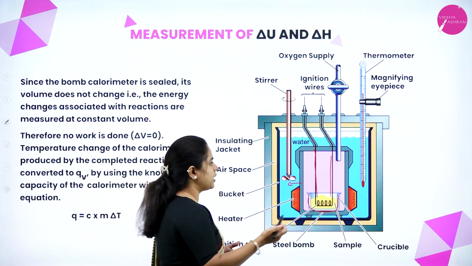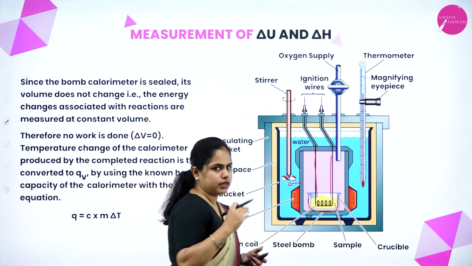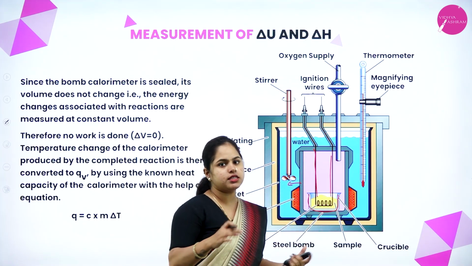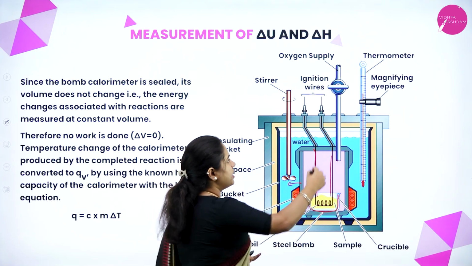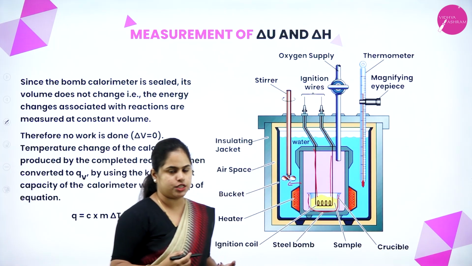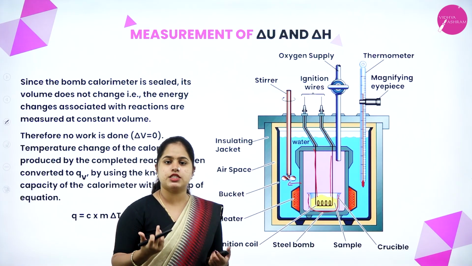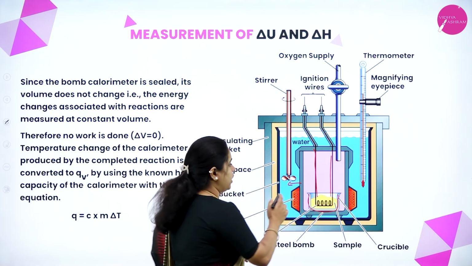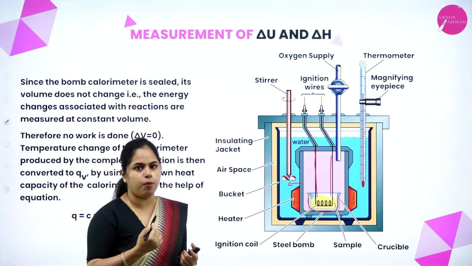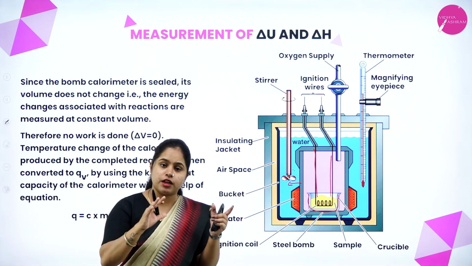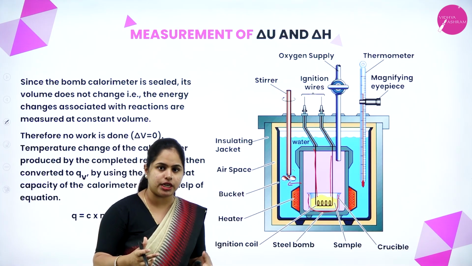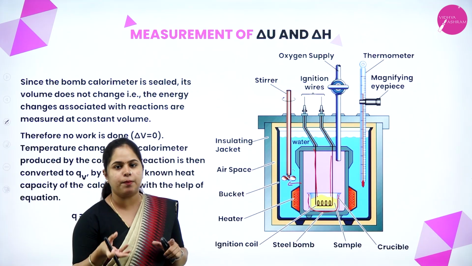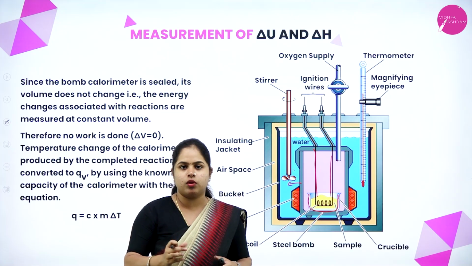I hope you understood. Again, inside the bomb calorimeter, we have kept the sample. Using the ignition wires, it undergoes combustion and there is a constant supply of oxygen as well, right? And as it is an exothermic reaction, the heat which is released will be transferred to the water surrounding the bomb. So by measuring the difference between the temperature initially, that is before the reaction, and after the reaction, we can calculate the temperature difference from which we can calculate the heat change.